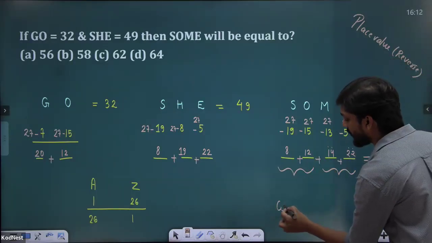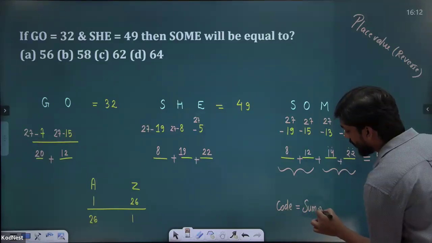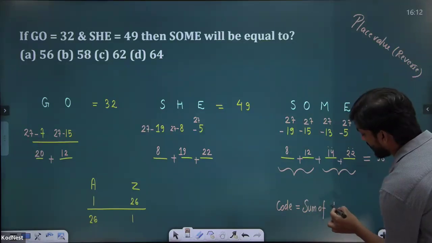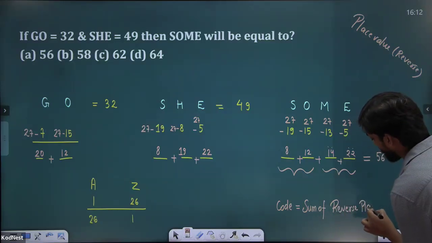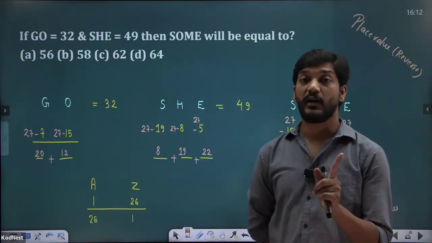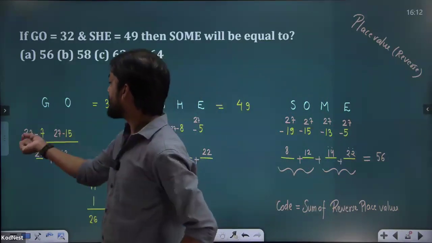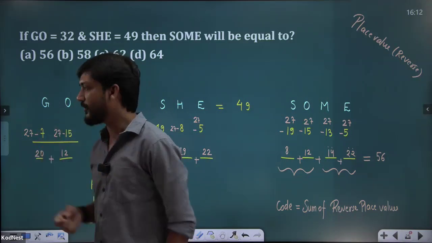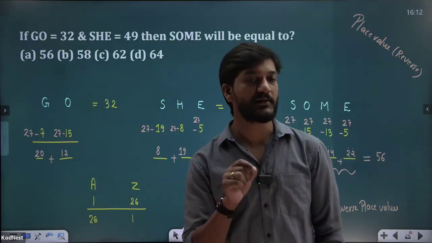Okay. So actually the code here is the sum of reverse place values. Not place values, reverse of the place values. To calculate the reverse of the place values, you just have to do 27 minus 7, 27 minus 15. Subtract from 27, you will get the reverse place value.